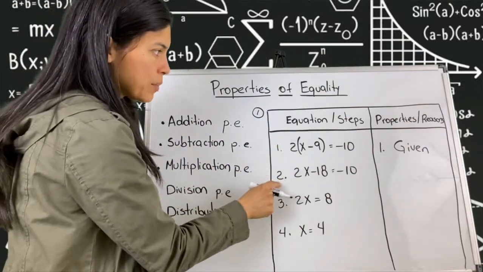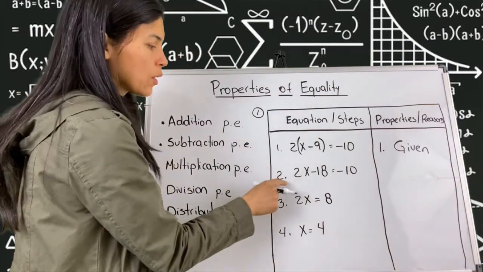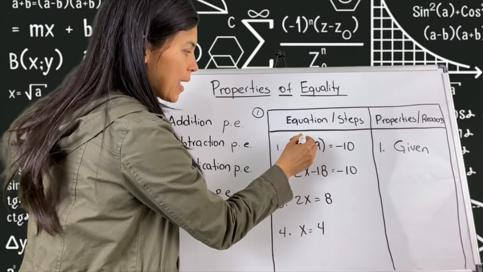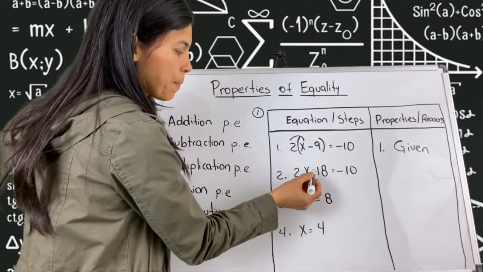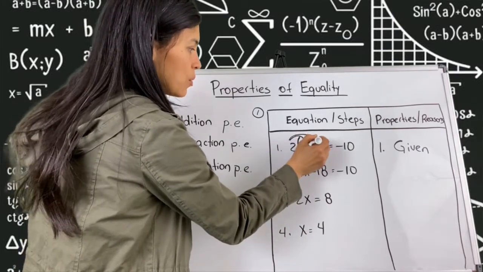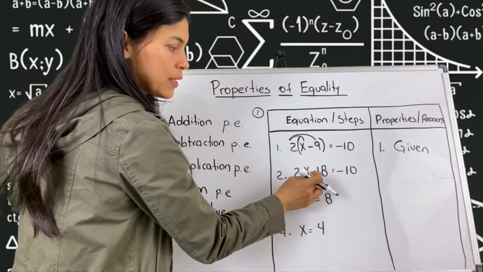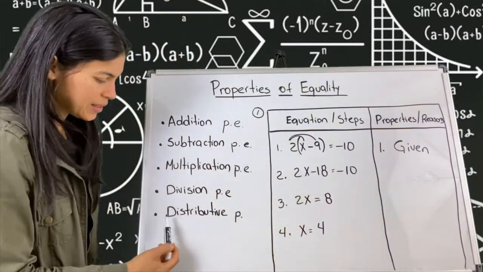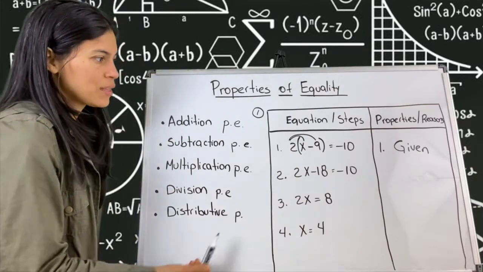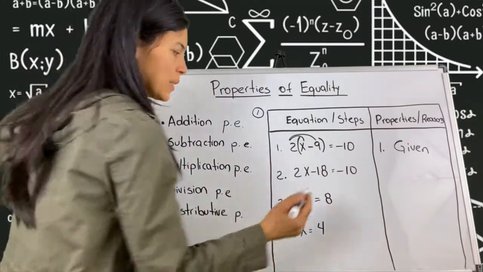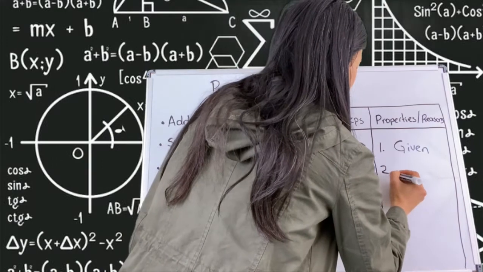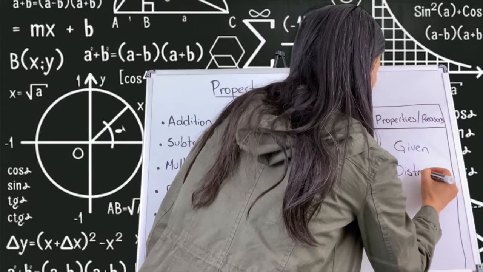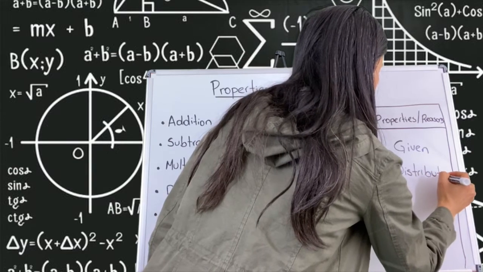Let's see the step number 2. What did they do? Okay, I see a 2x. It means that they multiply the 2 and the x inside the parentheses. And then they multiply the 2 and the 9. And they put the symbol. What property is that? That's the distributive property. So over here in number 2, what they used was the distributive property.